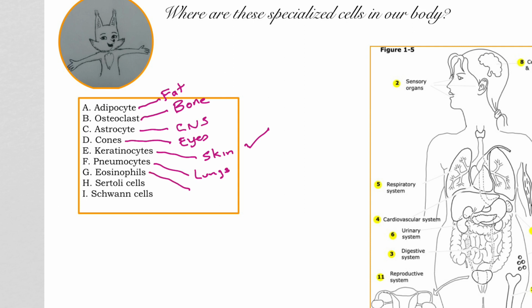Eosinophils. Yes, blood is a tissue. Sertoli cells. Yes, the testis, reproductive system. Schwann cells. Yes, if you said the peripheral nervous system. So here are some more examples of specialized cells. Once again, anatomy and physiology is all about specialized cells.